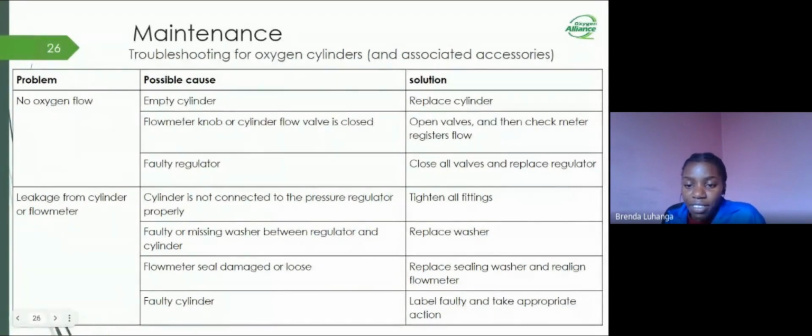Sometimes the cylinder itself is faulty, so you need to label the faulty cylinder and take the appropriate action of replacing it with another one.